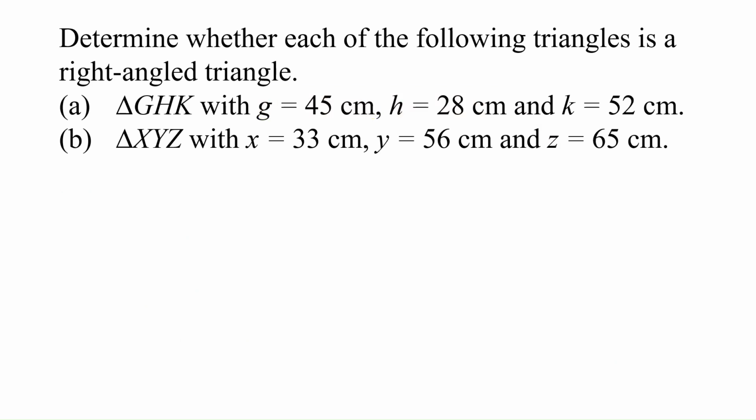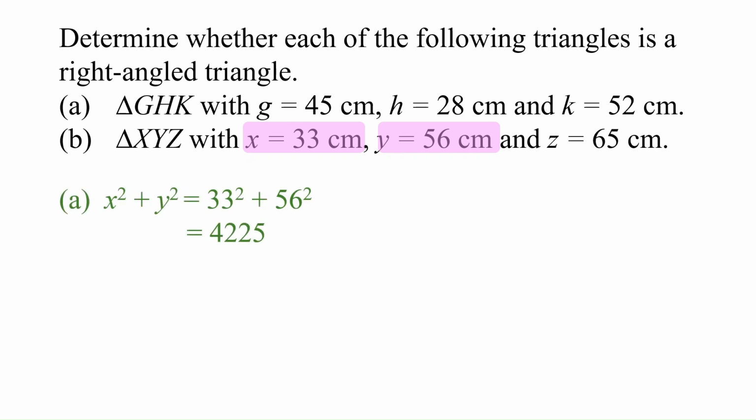Next, let's look at triangle XYZ. Again, the two shortest sides are x equals 33 cm and y equals 56 cm. Let's compute x squared plus y squared. That will work out to be 4225 with a calculator. Next, let's compute z squared. With a calculator, we also get 4225.